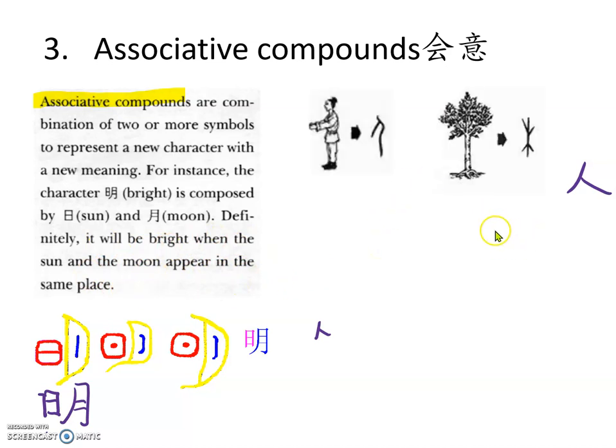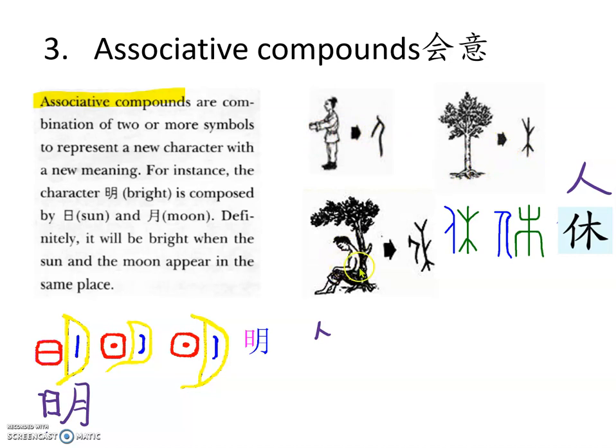Now we look at another example. This is a 人, a person, and that's a tree. So when a person leans on the tree, the final character 休 means to rest.